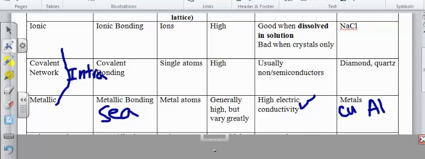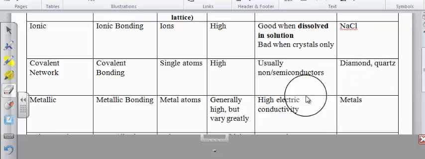Okay, so that's going to be our metallic bonding. Now we're going to depart from the solids held together by intramolecular forces, and not skip, but move on to the solids that are held together by intermolecular forces. Let's see if we can do this correctly.